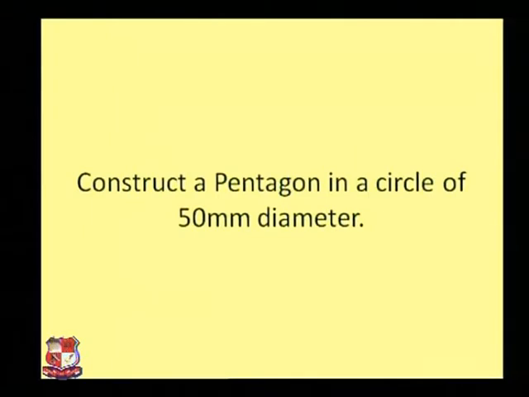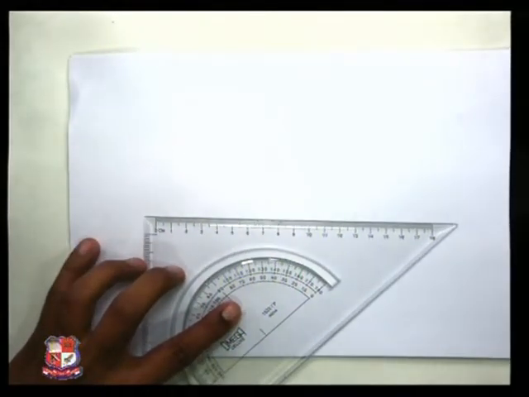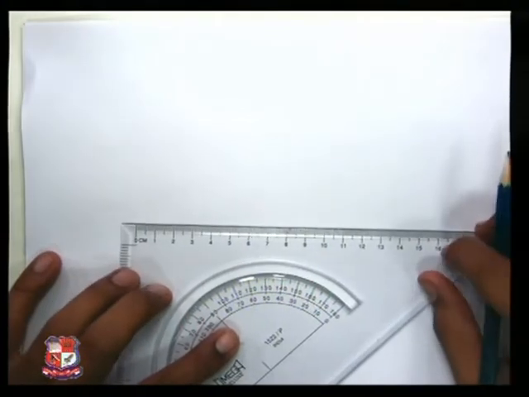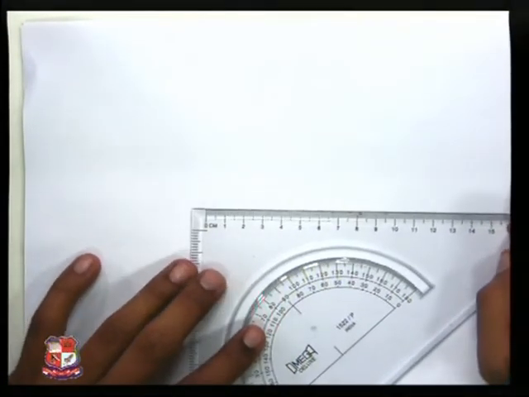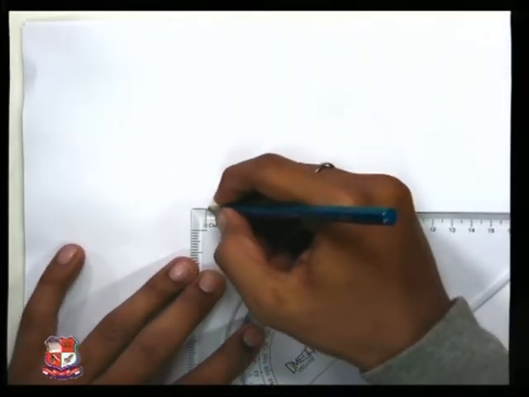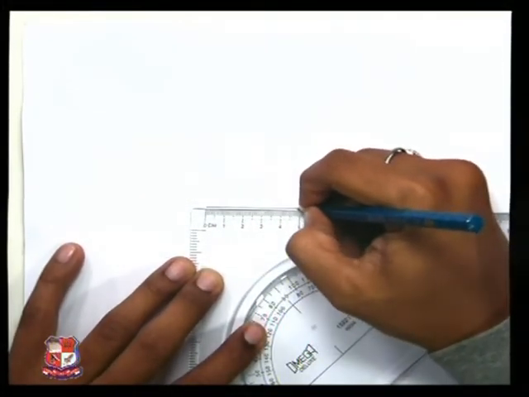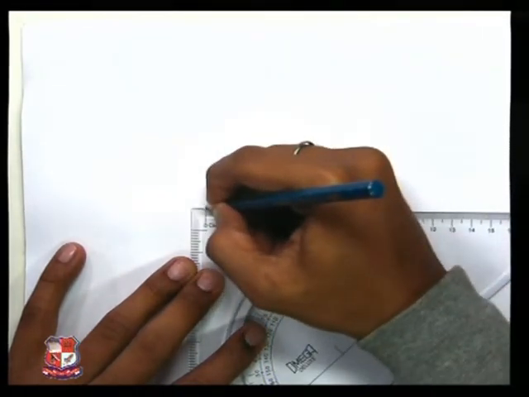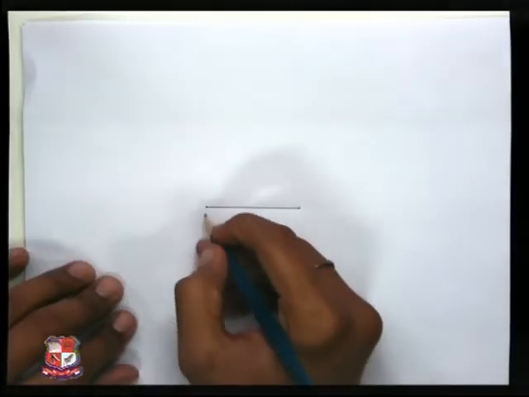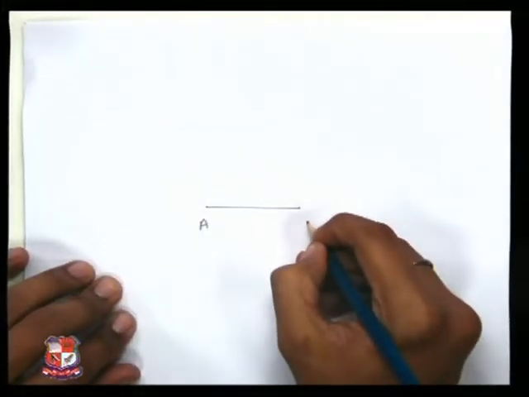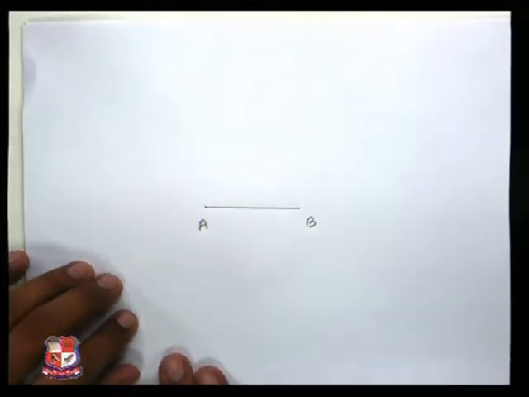First of all, we need to take this 50 mm diameter, which means that we need to take the radius of 25. So the side of the pentagon would be 25 mm. I am taking it in the scale 1:2, hence I am drawing a 50 mm line so that you can clearly visualize. Let's consider this as AB.